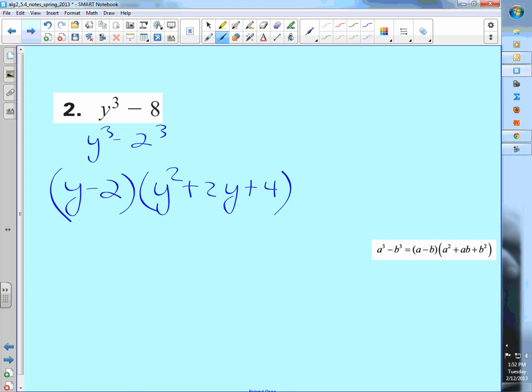This is all about recognition. Do you recognize the difference of two cubes? If so, it's a recipe. I love recipes. If you can just follow the recipe, it's great. Yeah, it's perfect if you have a recipe.